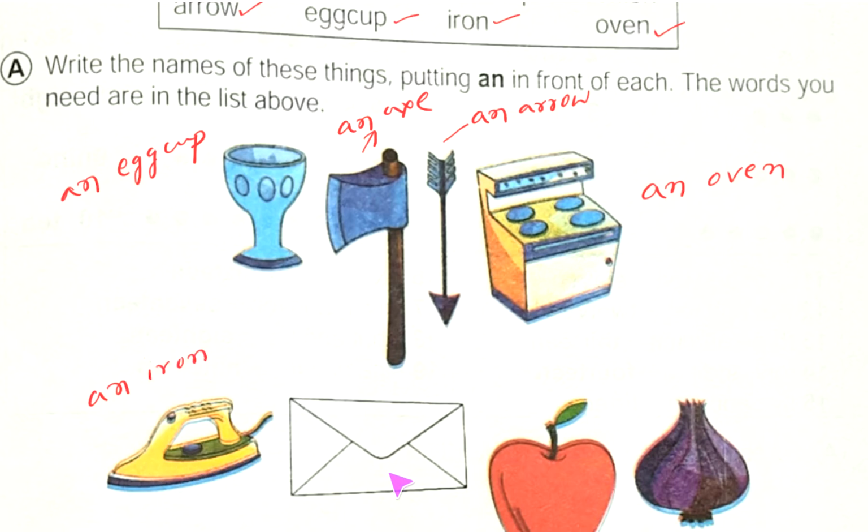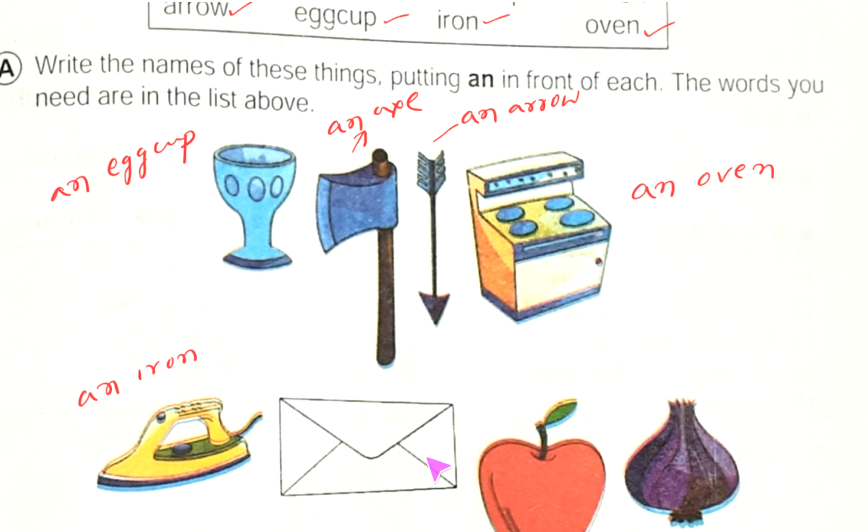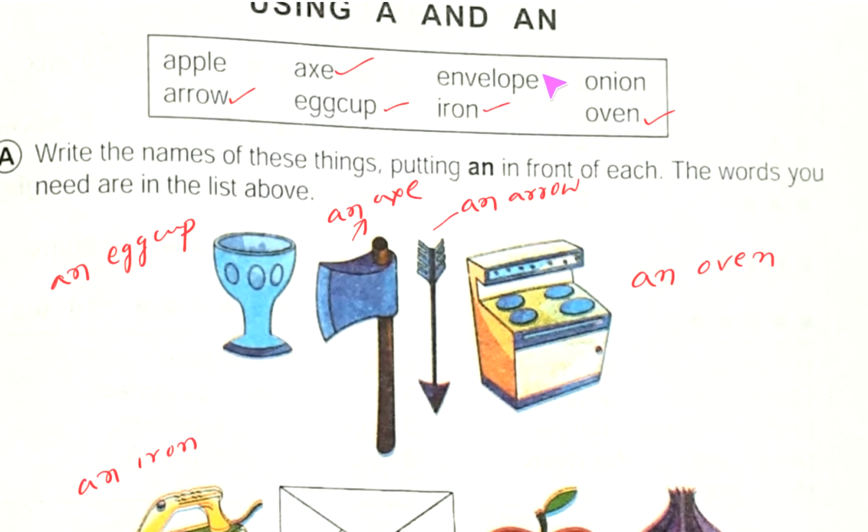Okay. This is what? I think it is not familiar with you because you did not see yet, or someone you can see. It is called envelope. So, here see in this place it is written the spelling envelope. We will just put an before it. It will be an envelope.